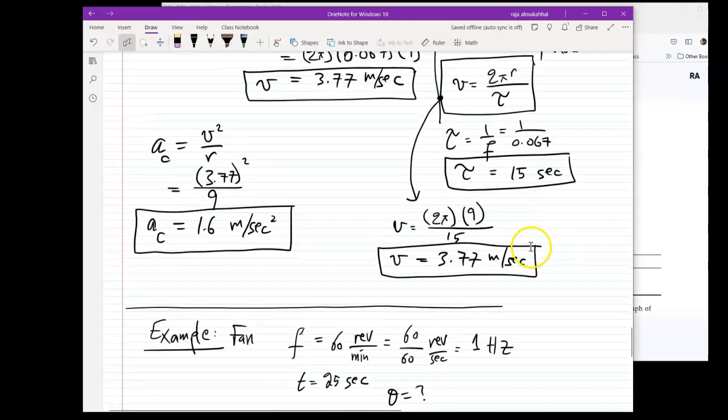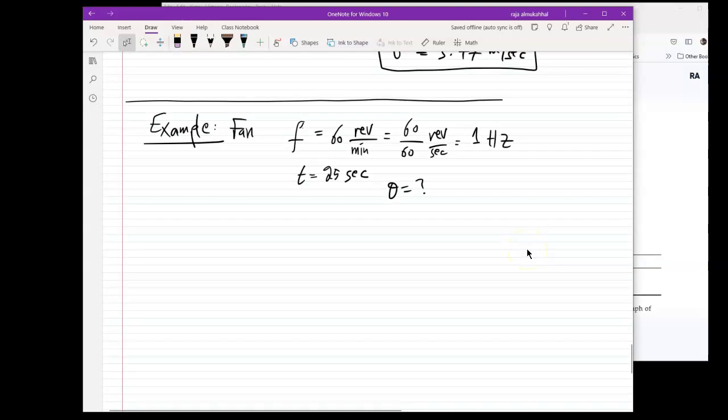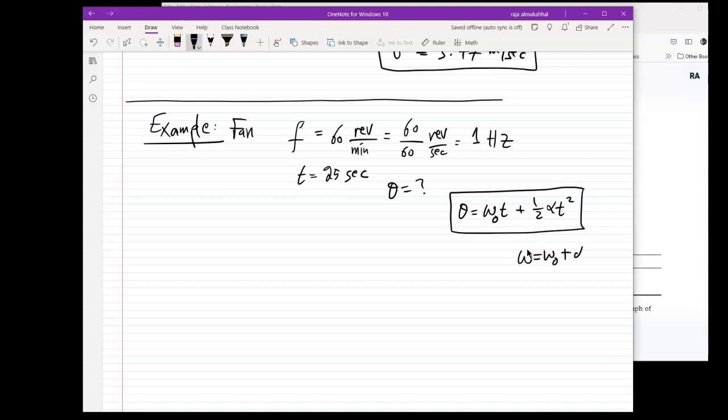There is a little catch here. Let me elaborate. The formula I'm going to use is the third one: theta equals omega naught t plus 1/2 alpha t squared. Now, if you look at it, what's missing from this equation? While you're thinking about it, let me write down the other two rotational kinematic equations. The first one is omega equals omega naught plus alpha t, and the second one, omega squared equals omega naught squared plus 2 alpha theta. Those are the other two.